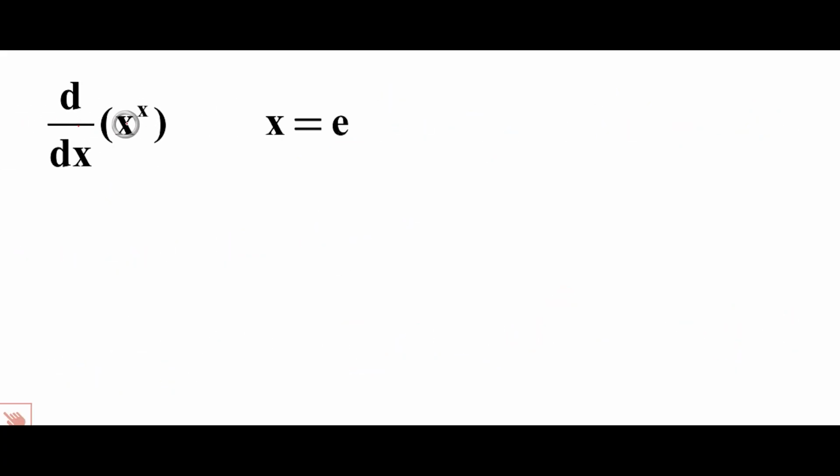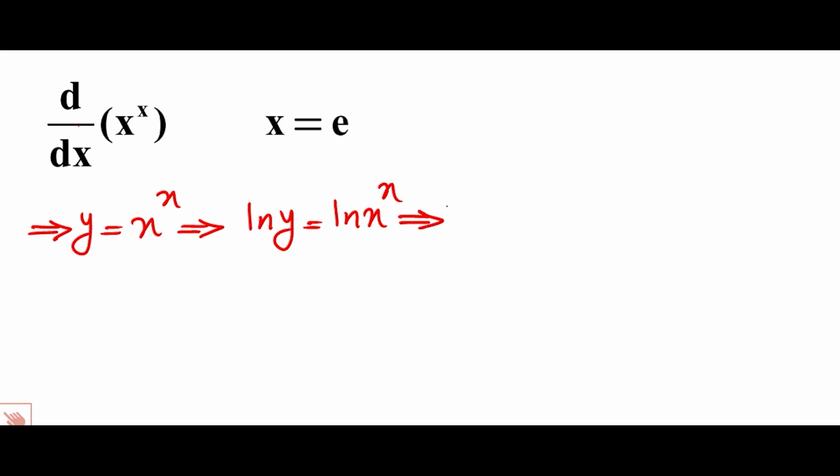Find the derivative of x to the power of x at x equals e. Differentiating this directly with the power rule would be messy. So if y is equal to x to the power of x, we first take the natural log of both sides to bring the exponent down and then simplify. So we have ln of y is equal to ln of x to the power of x. So ln of y is equal to x times ln of x. Now we differentiate both sides of the equation.